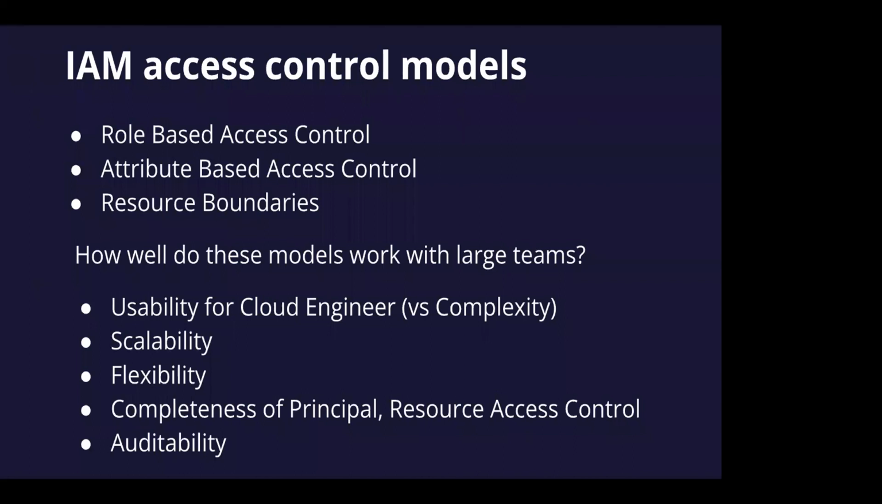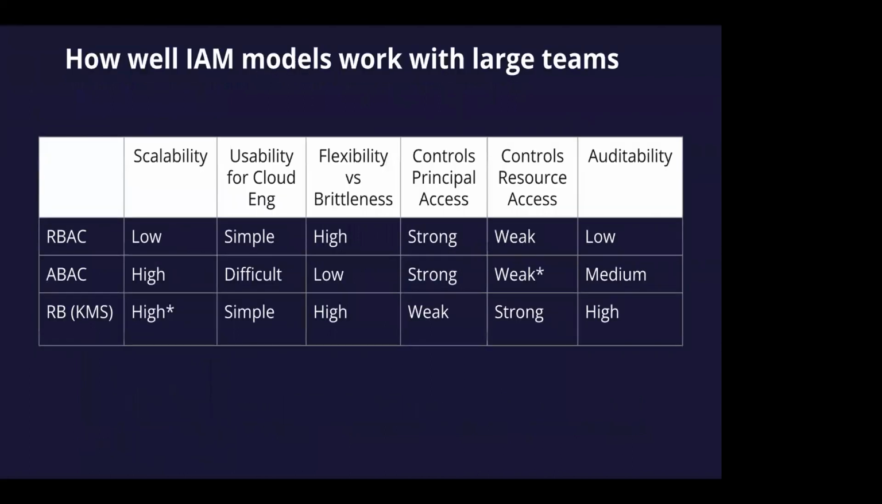So we're not going to force you to wait for the answer. Here's what we think, how well each of these different IAM models work with large teams. And we can see Tesler's law of the conservation of complexity at work. There's a certain amount of inherent complexity in the access we're trying to manage, and it has to go somewhere. So let's just zoom in on two attributes to begin with: scalability and usability.